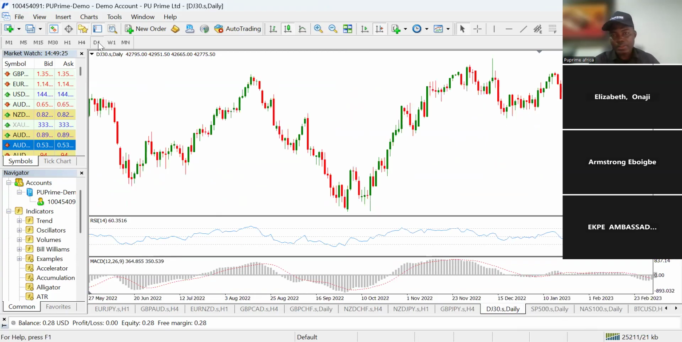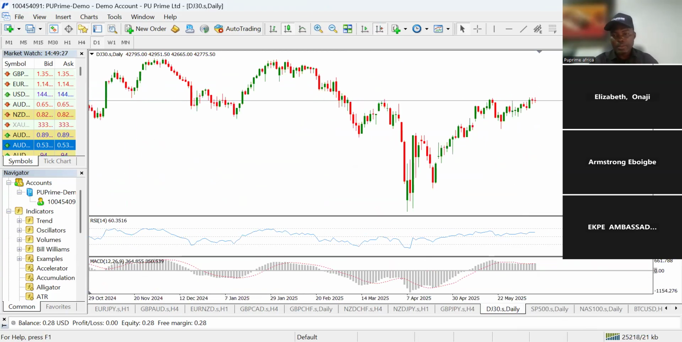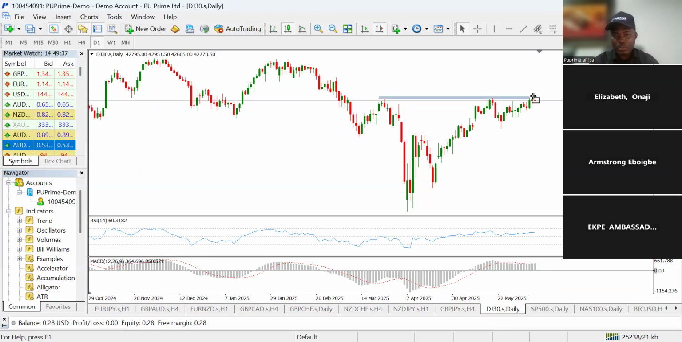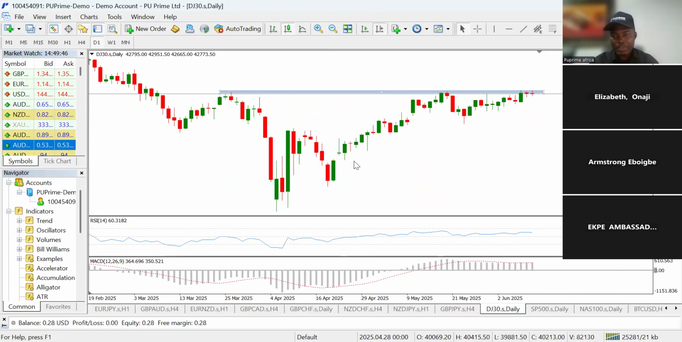This is DJ30. On the daily time frame, price has been hanging around this resistance level or resistance zone. And you can see it's been in a range in the last, at least since yesterday. We've seen a range around this area. Price has been stuck multiple times around this resistance level.